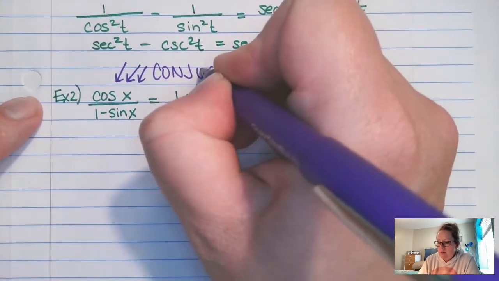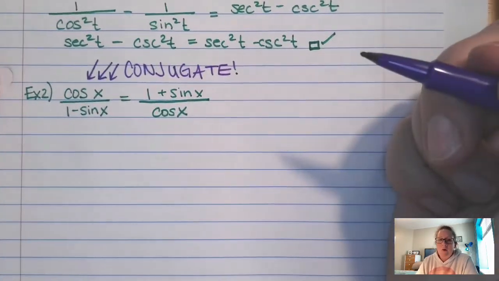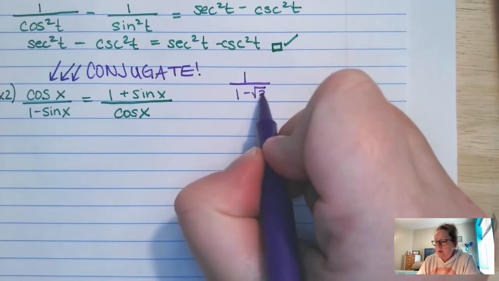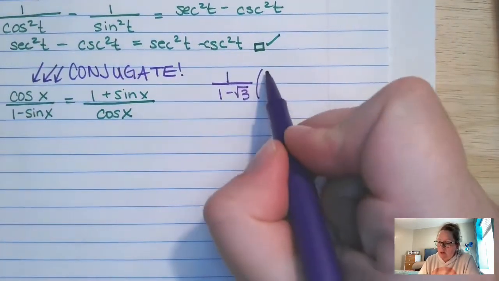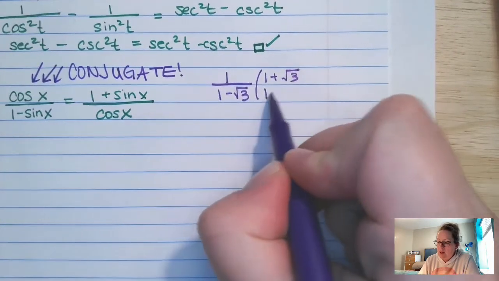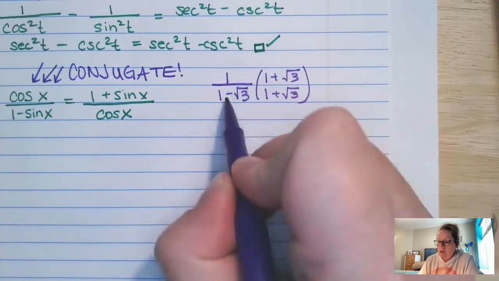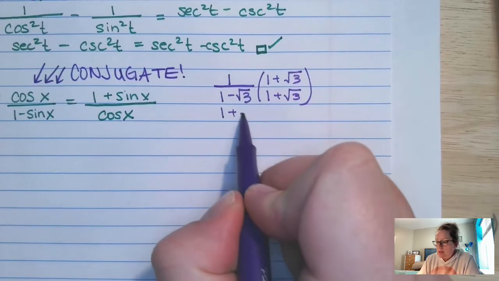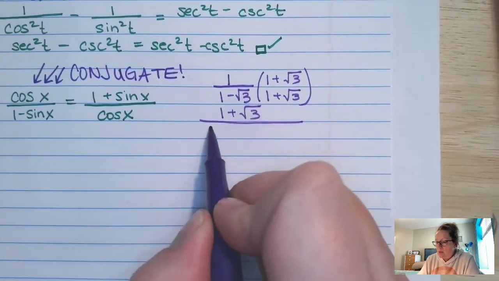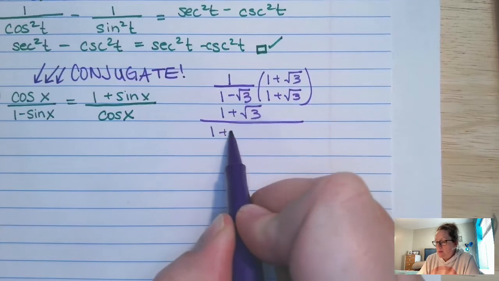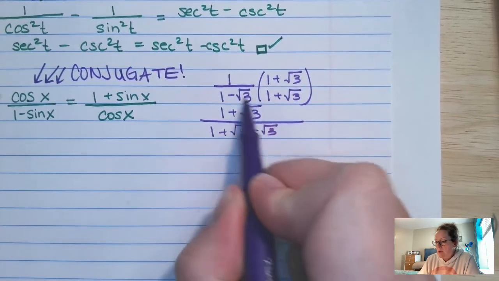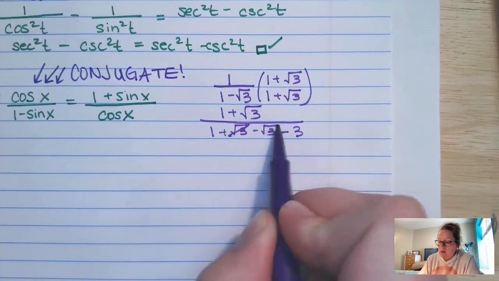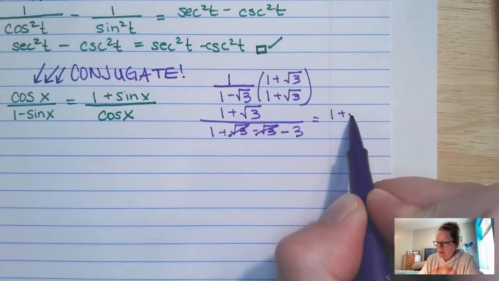You're probably thinking that sounds familiar from forever ago, so let's take a minute to look back at that. When we had a radical in the denominator, we had to multiply by the conjugate to get rid of it. The conjugate is just the term with the switched inside sign. Then we would FOIL it out. So we would get 1 plus root 3, and down here we would get 1 times 1, positive root 3, negative root 3, and then negative root 9, which is 3.